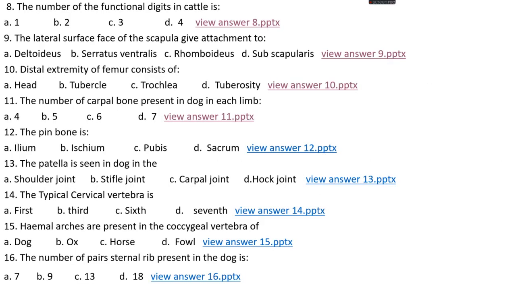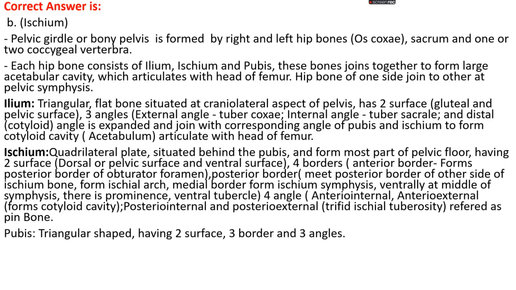Question number 12. The pin bone is: option A, ilium; option B, ischium; option C, pubis; option D, sacrum. The right answer is option B, that is ischium.